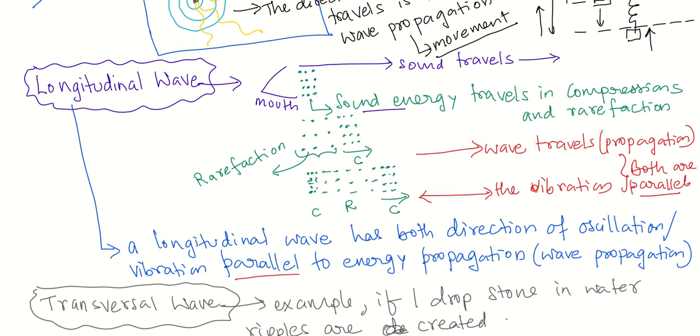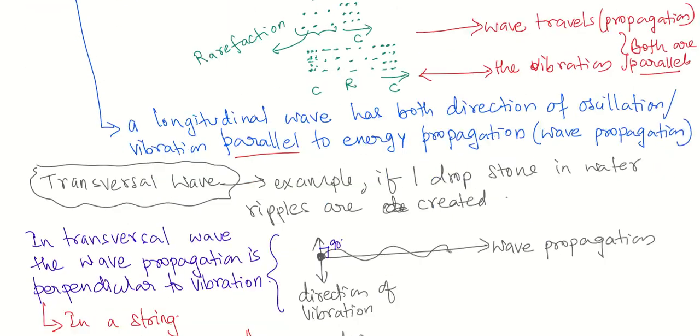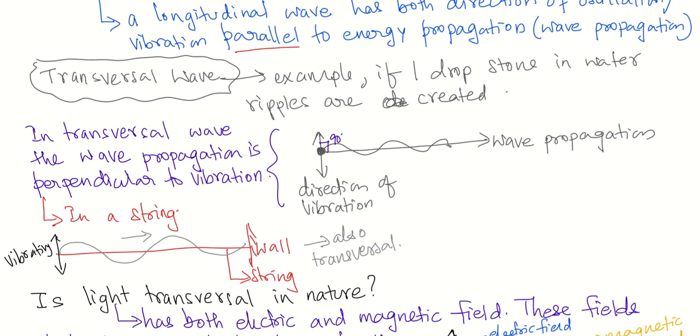And now you also know that in a transverse wave, the wave is going this way, but the particle is vibrating like this, so they are perpendicular to each other. For example, if I take a rope and move it up and down, I will see the wave like this. The wave is going this way, but the rope is moving this way, so the angle is 90 degrees. Such waves are known as transverse waves.